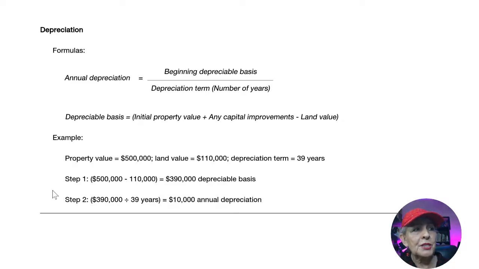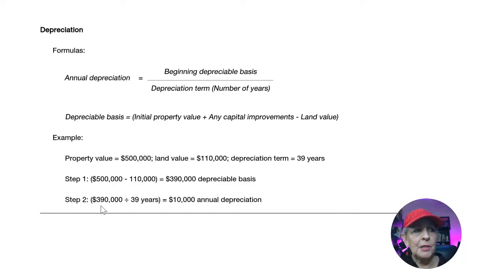Okay, so step one is 500,000 minus 110,000, which is what? The land. Land is not depreciated. Remember that. Land is not depreciated. It's all the improvements that are depreciated. Equals 390,000. That's the basis that goes up here. Beginning depreciable basis. All the improvements, the whole property minus the land, gives us the depreciable basis.